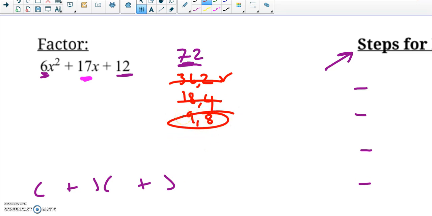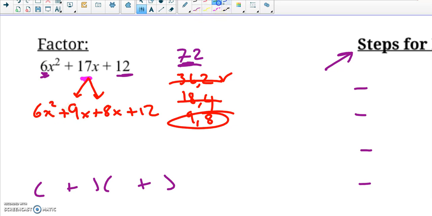Now I still have a little more work here, which is a little different than before. So now that I found those two numbers that multiply to 72 and add to 17, I do what's called splitting the middle term. So I split that 17x into 9x and 8x. And then I bring down the 12 and the 6x squared. Okay, so I've split that middle term.